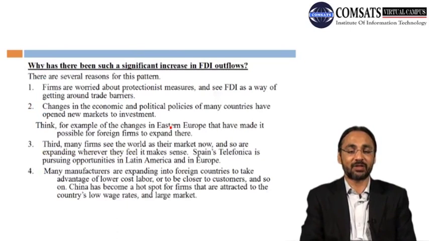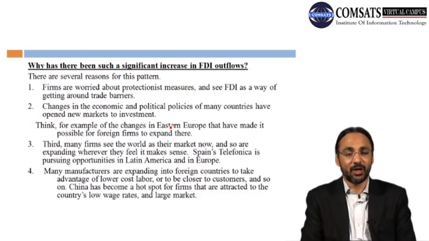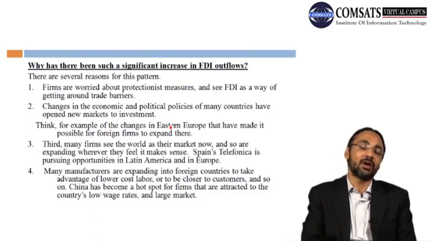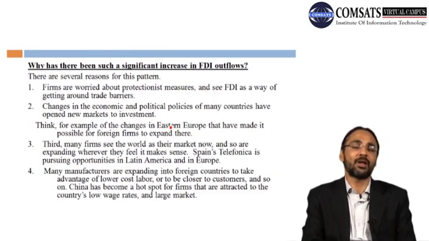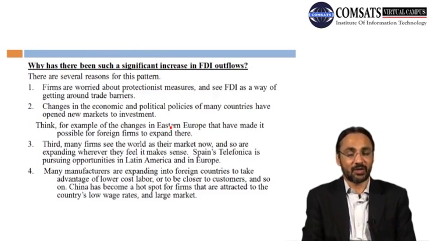Why has there been such a significant increase in FDI flow? There are several reasons for this. I mean, why are we observing a sudden surge of multinational companies going around the world? There are four reasons. The first one is that firms are worried about protectionist measures and see FDI as a way of getting around trade barriers. The important thing is that countries are protecting their markets through trade barriers. Trade barriers mostly apply to exporting or importing, and to overcome them, firms are changing their trade mode, switching from import-export mode to FDI mode. That's why it is stated that FDI is a way of getting around the trade barriers.